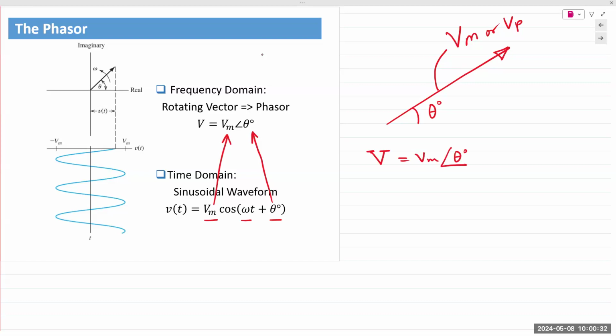The projection of this vector on the real axis and on the imaginary axis gives you the rectangular coordinates, or the Cartesian coordinates, of this waveform. So you can represent this as A plus jB. In electrical engineering, the imaginary number is noted by the letter j and not i, because i is reserved for current.